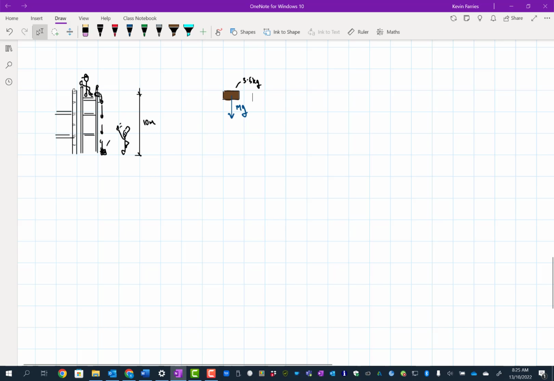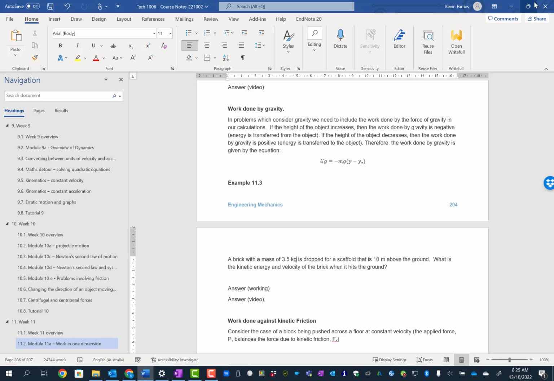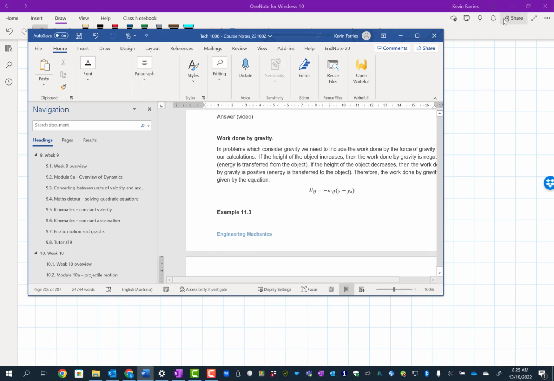And so he's accidentally kicked this brick off the edge with very little horizontal velocity, because we're just thinking about one-dimensional problems at the moment, and the brick's fallen to the ground. So the question was asking us: a brick of mass 3.5 kilograms is dropped from a scaffold 10 meters above the ground. What's the kinetic energy and velocity of the brick when it hits the ground?